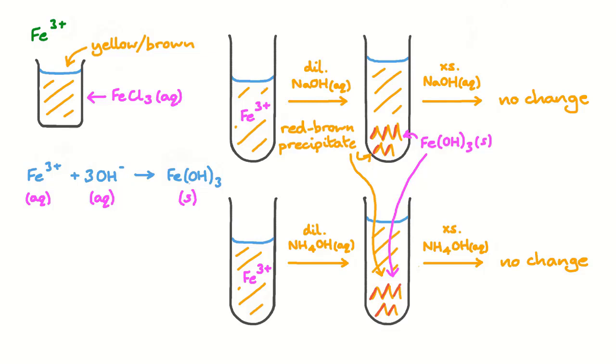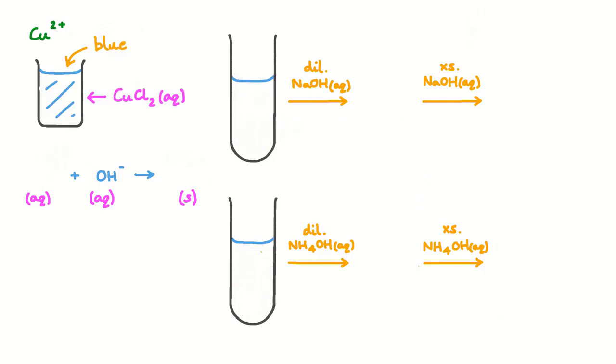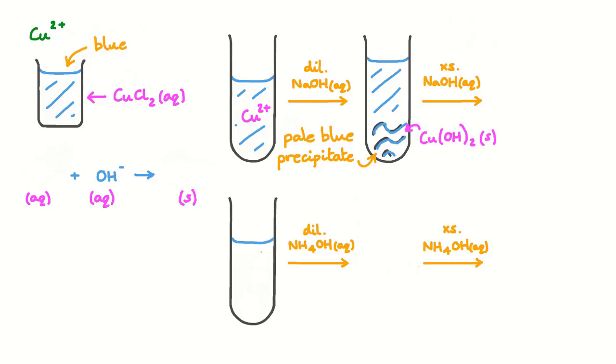Next, we'll look at copper 2. Solutions of copper 2 chloride are blue. Adding dilute sodium hydroxide solution to a solution of copper 2+ will produce a pale blue precipitate of copper 2 hydroxide, and an excess will have no further effect.